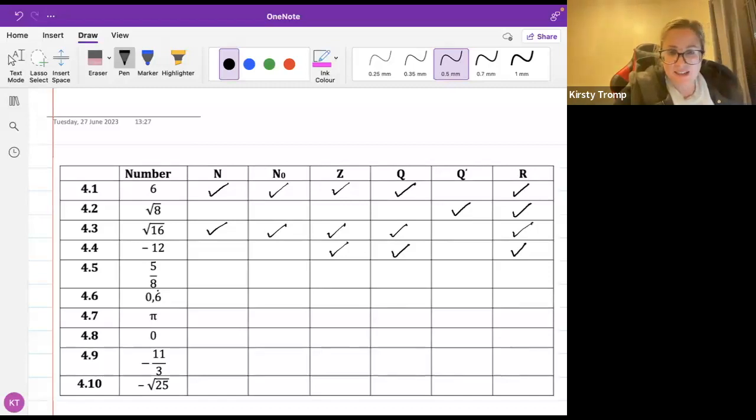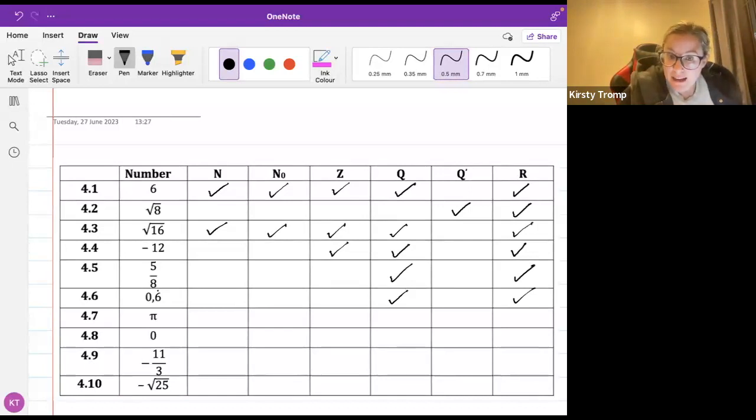All right, guys. So I'm going to do some of the next ones with you guys so that we can get through them a little bit quicker. So I've got 5 over 8. If I look at 5 over 8, I can say that 5 over 8 is going to be a rational number, and I know that it is a real number. If I look at 0,6 recurring, I know that 0,6 recurring is going to be a rational number. How do I know that? Because it is recurring. We said that earlier. And I know that it is a real number.